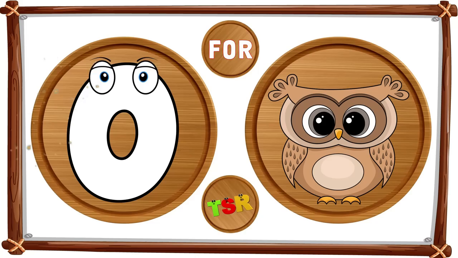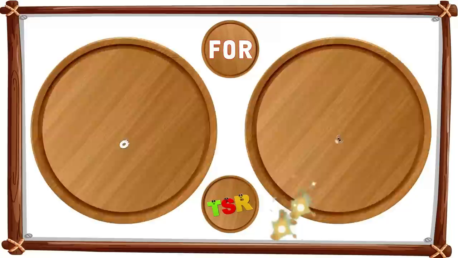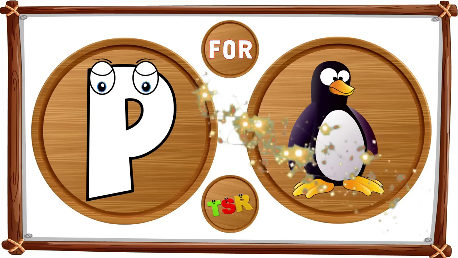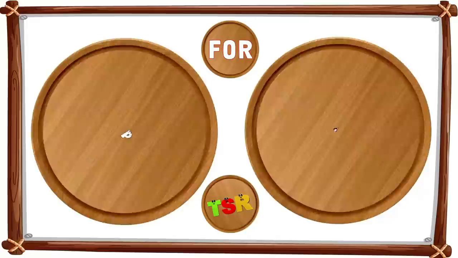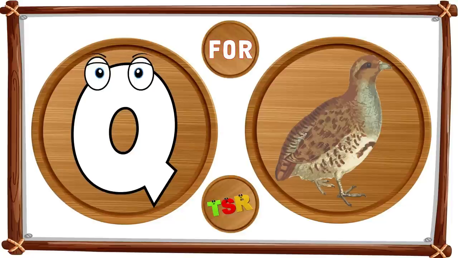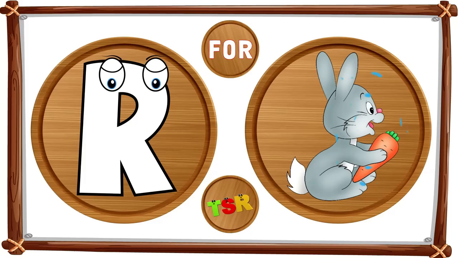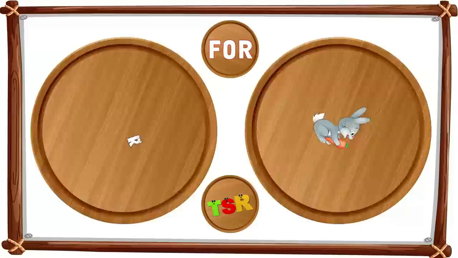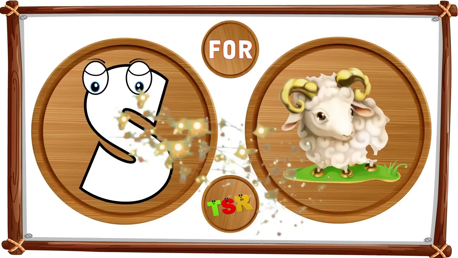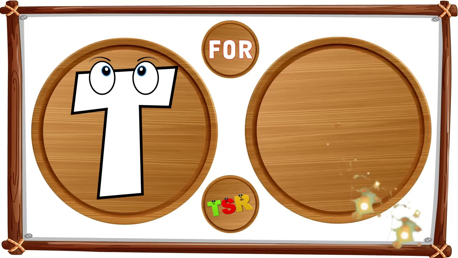O for owl. P. P for penguin. Q. Q for quail. R. R for rabbit. S for sheep. T. T for tiger.